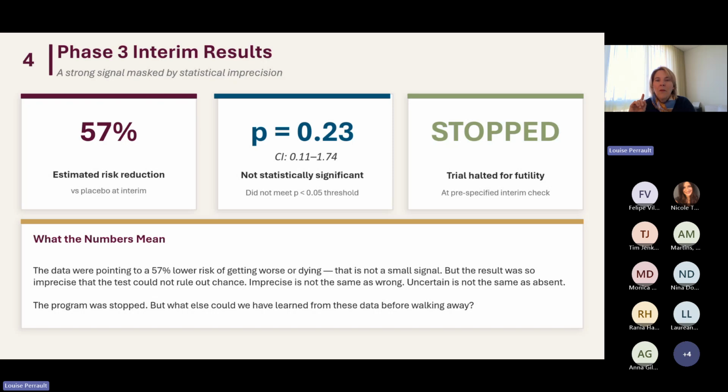But imprecise is not the same as wrong, and uncertain is not the same as absent. So we asked, what else could we have learned from these data before we close this case and walk away?